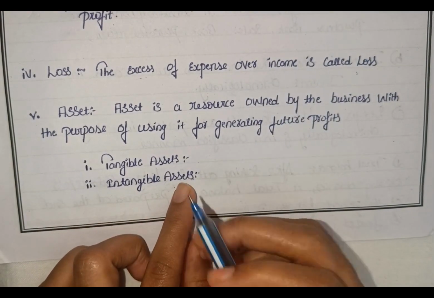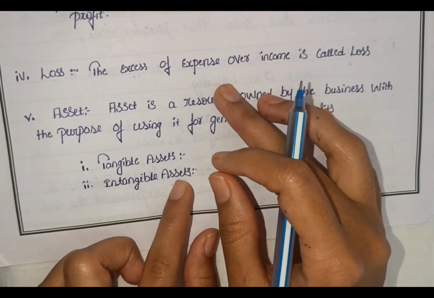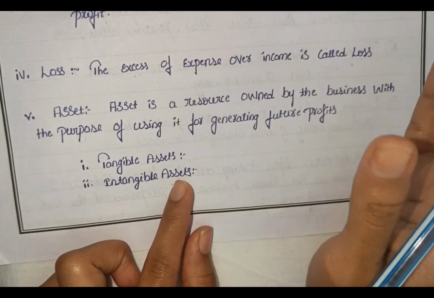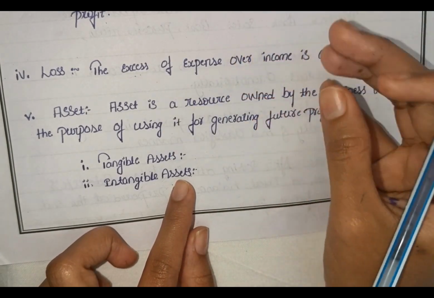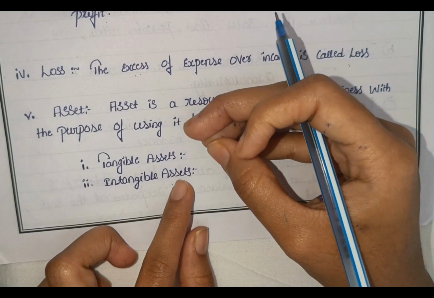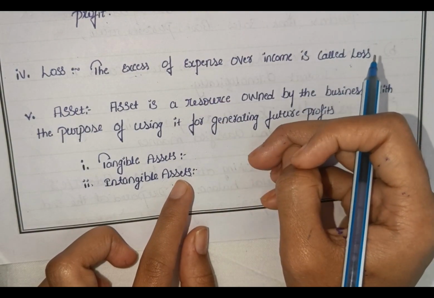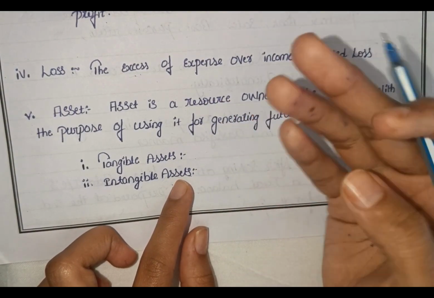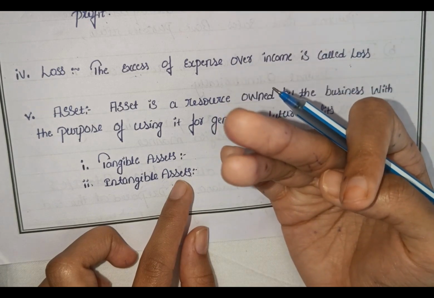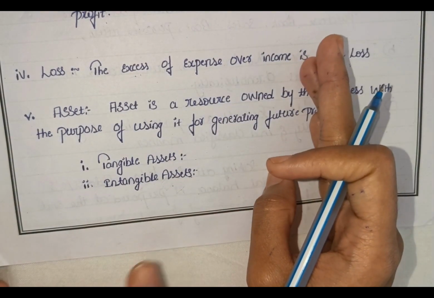Intangible assets have no physical existence, but they generate a profit. Intangible assets are goodwill, patents, and intellectual property. They are all intangible assets.